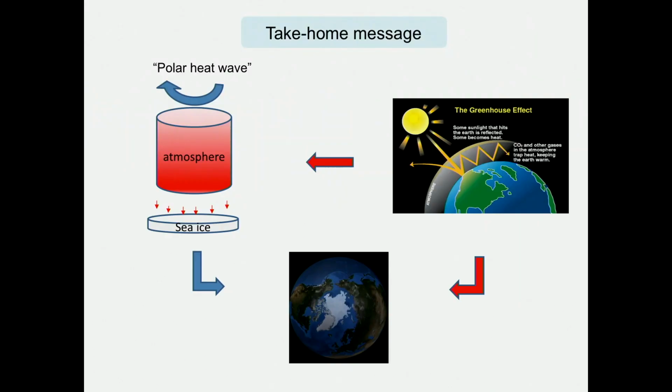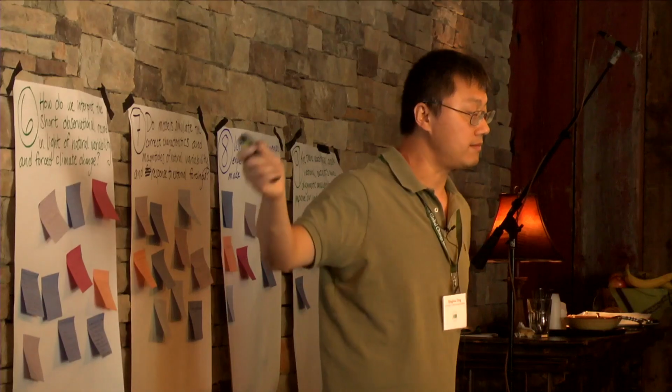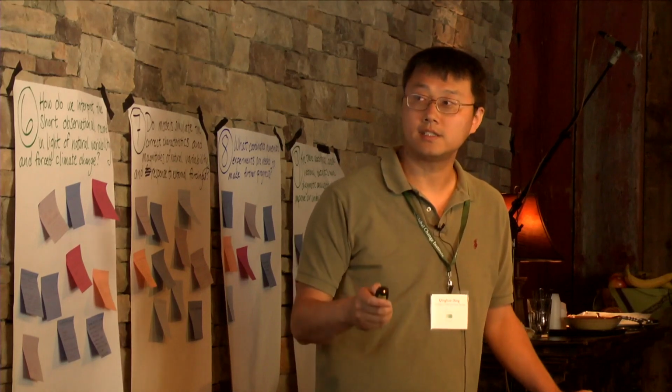So I hope in future, if we want to predict the Arctic change, we need to understand three pathways. One is the polar heat wave, one is anthropogenic forcing, and probably there's another way, where anthropogenic forcing influences the tropics indirectly, and the tropics influence this heat wave and the Arctic change.